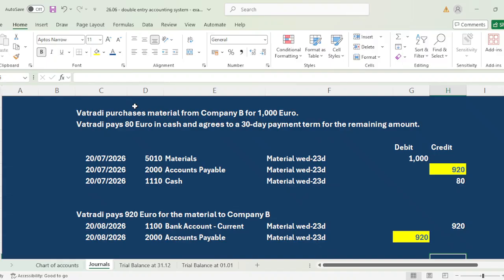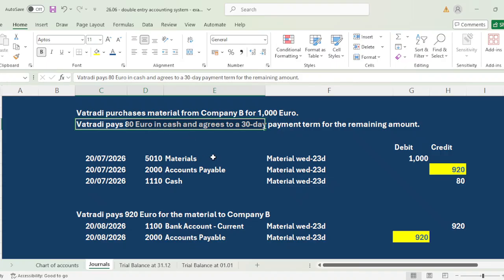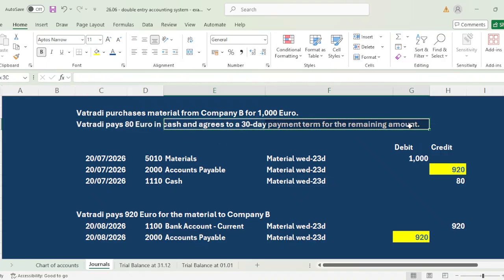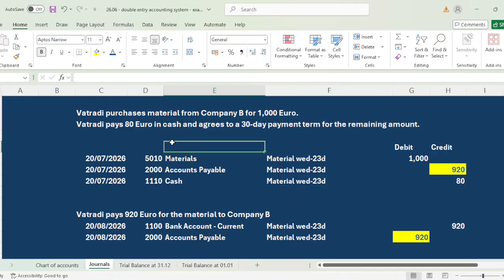If Vatradi purchases a material, Vatradi receives an invoice from company B, where inside there is the date of the invoice that I use for my transactions, and there are also the payment terms. If I analyze these business events, I can say that I need a GL code for the cost. I need a GL code in order to record the payment by cash, and I need a GL code for the payment term. So I need to go inside my chart of accounts to select the right GL codes.